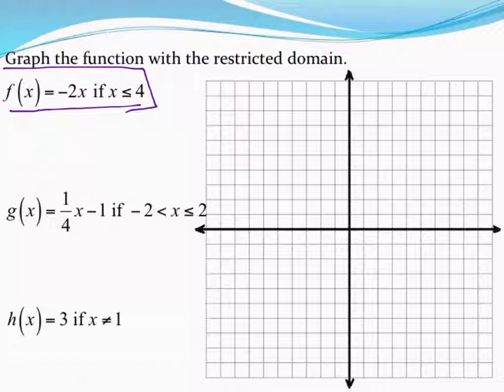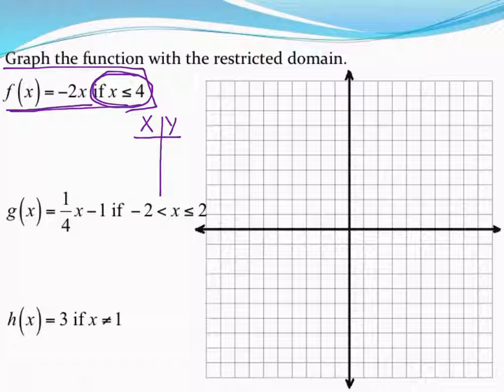My function is f of x is equal to negative 2x, so this is the equation of a line. But I'm only going to graph this where x is less than or equal to 4. So the way that I would recommend doing these is let's actually make an xy table. Even though you're probably very familiar with graphing a line in slope-intercept form, you'll see that with these restricted domain lines, sometimes slope-intercept form doesn't actually work out very well for you.